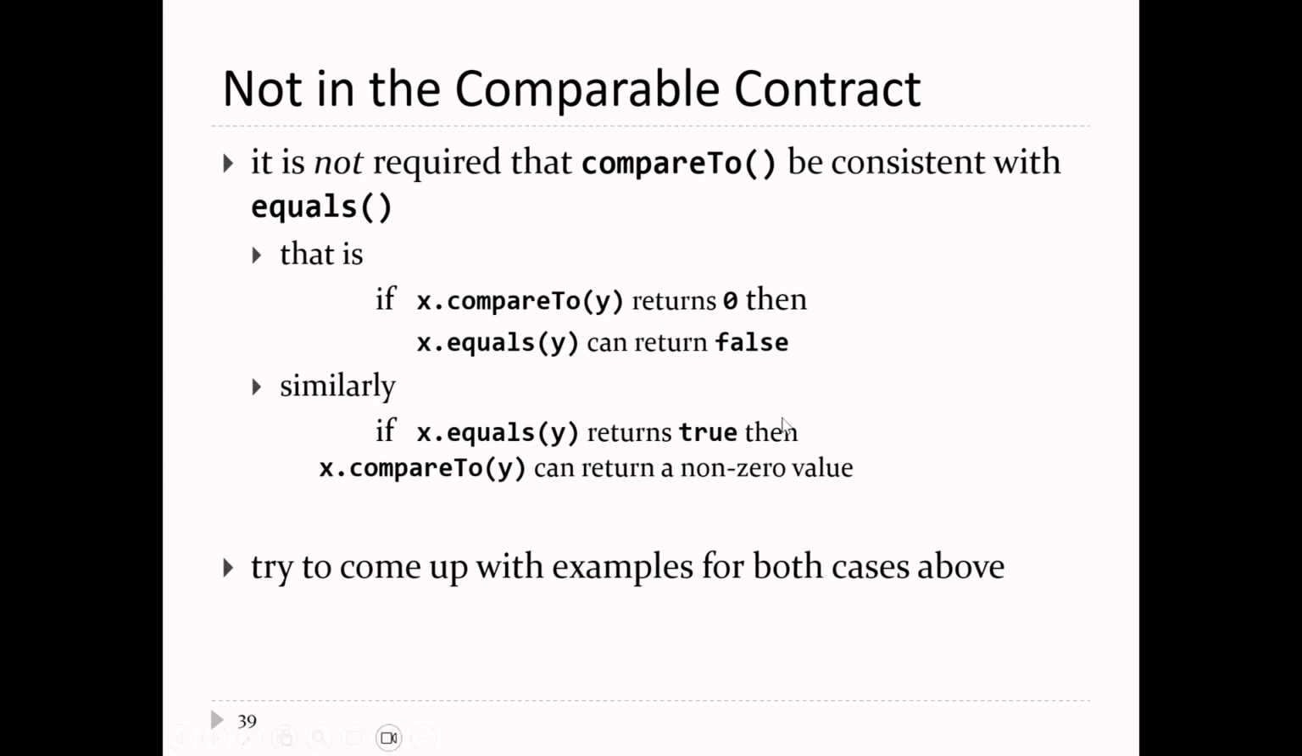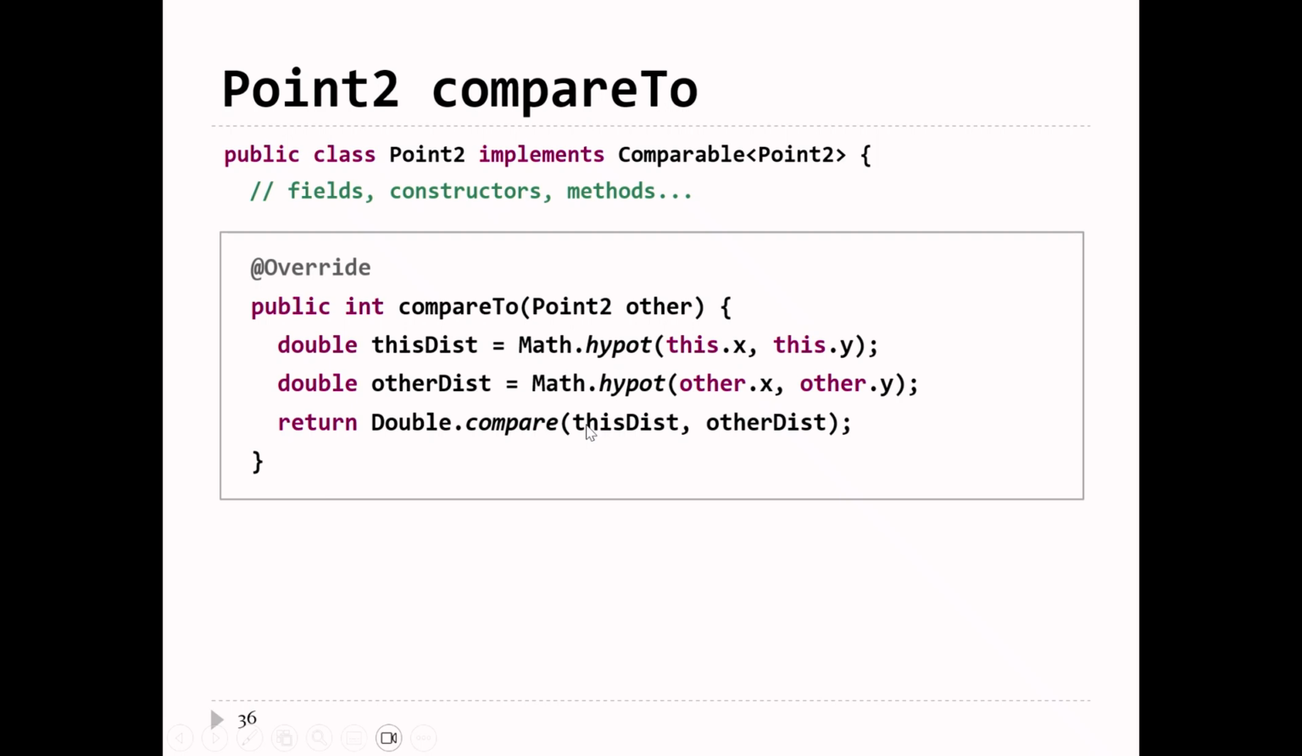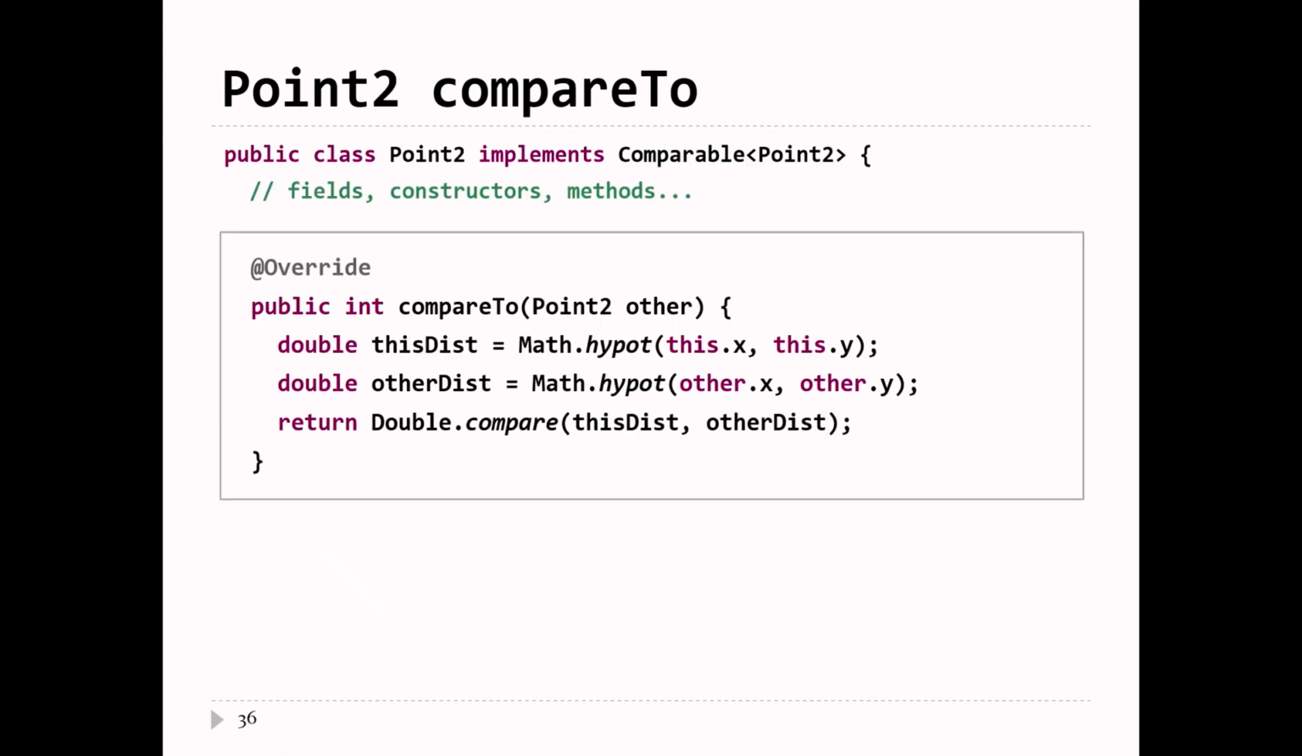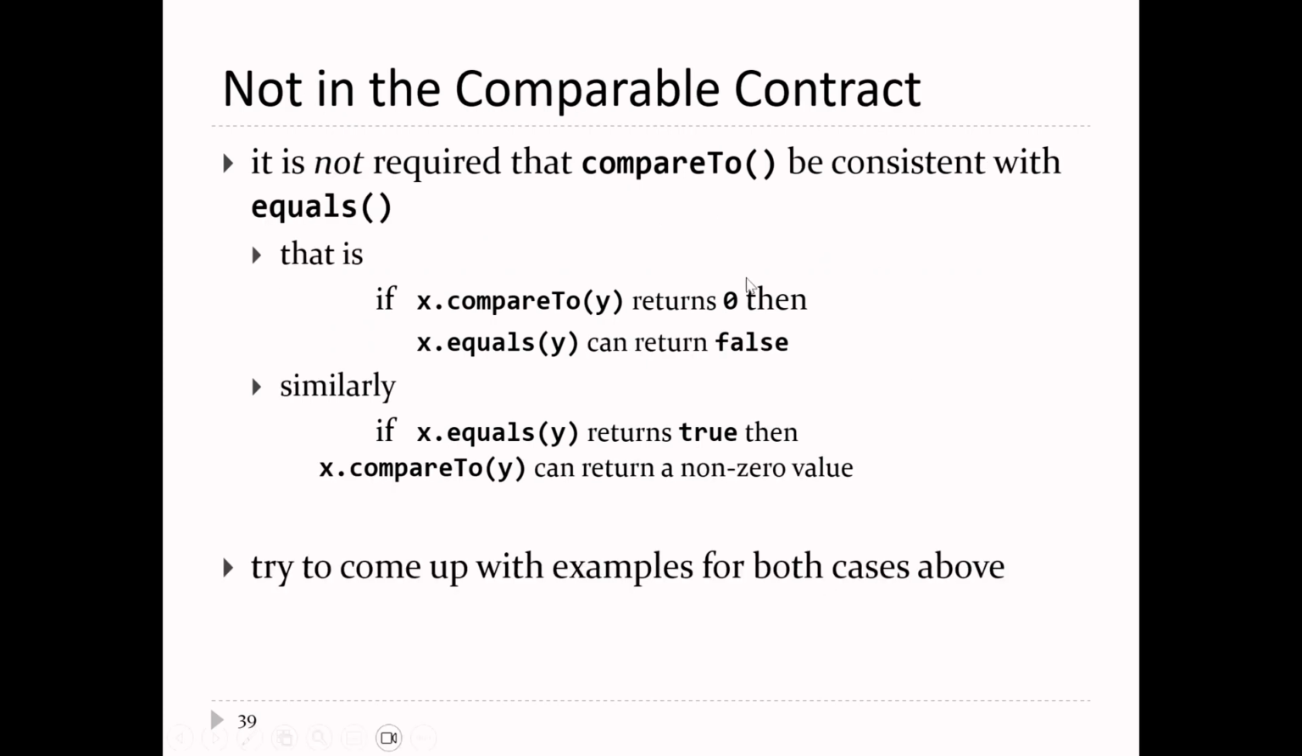And our compareTo method for Point2 does exactly that. For many points, x compared to y will return 0, even though they are not equal according to the equals method. So go back again here. compareTo thinks that two points are equal if they have the same distance from the origin, rather than the same coordinates. So our compareTo method for Point2 is not consistent with equals. So that's the first case.